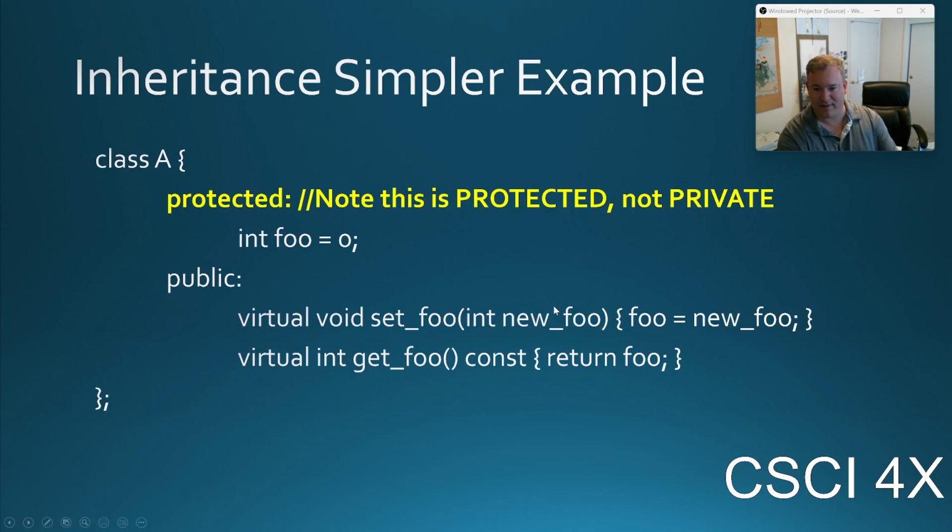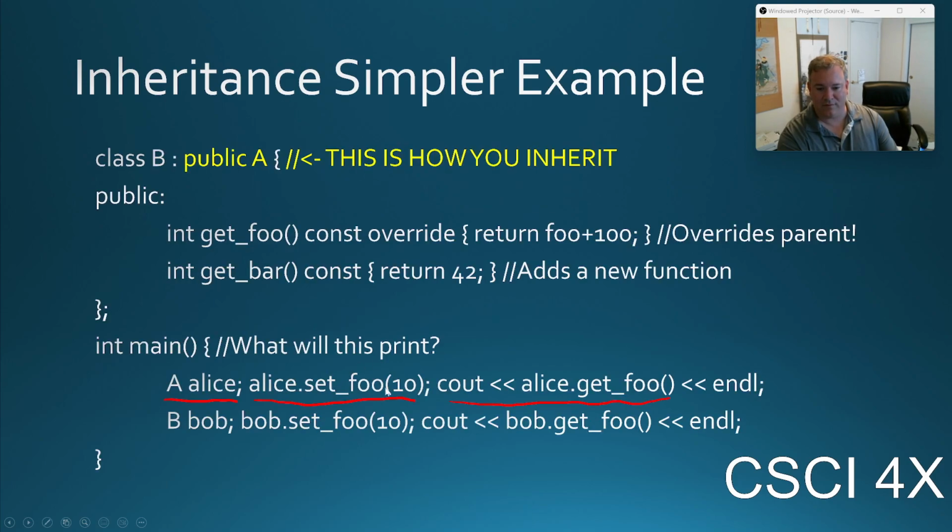So what value is this going to print to the screen? Remember, these are just standard getters and setters. We're setting foo to 10, and then we're going to print out get foo. What value is this going to print to the screen? 10. It's an A. This thing here is a B, right? When you override something, it does not change the parent. You're making a new class that has a different get foo. The old class is still the same. And so this is, in fact, going to print 10 to the screen.